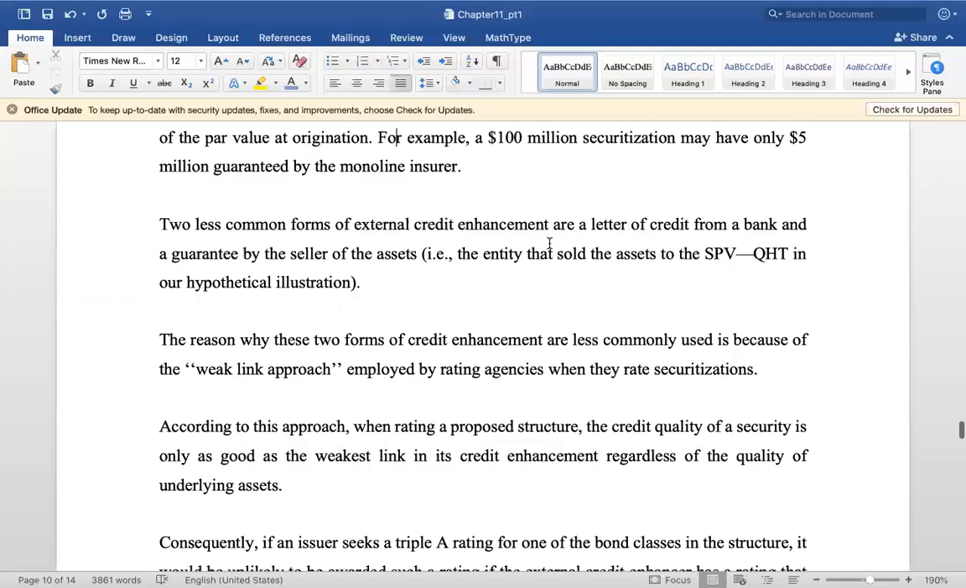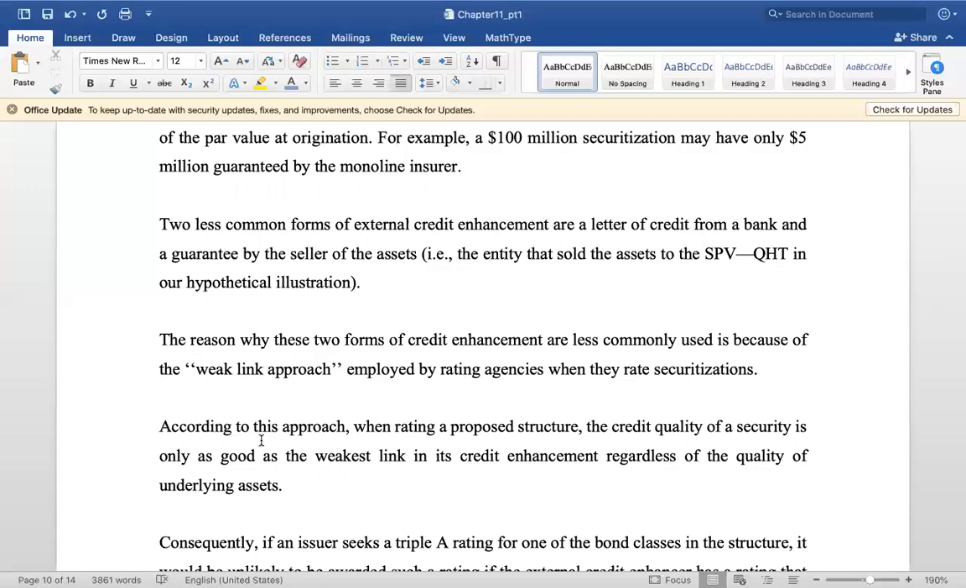The two less common forms of external credit enhancement are a letter of credit from a bank and a guarantee by the seller of the assets. In our case, the QHT, right? The reason why these two forms of credit enhancement are less common is because one of the approaches used by credit rating agencies in deciding credit rating is the weak link approach. So what is the weak link approach?